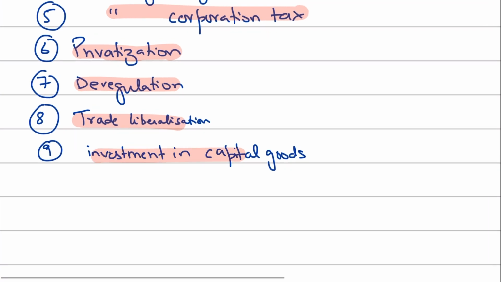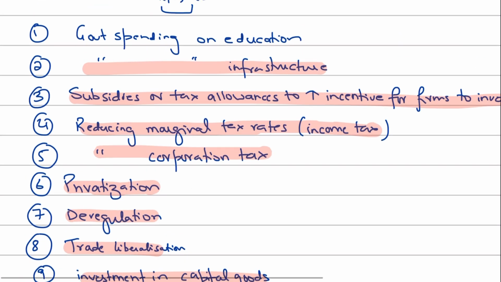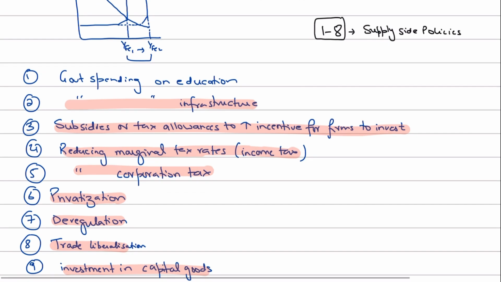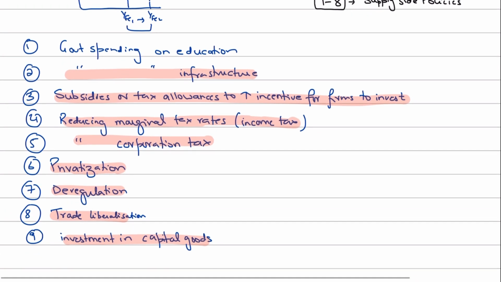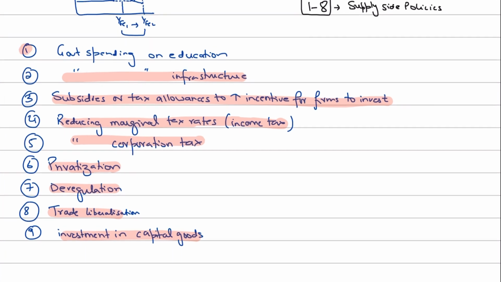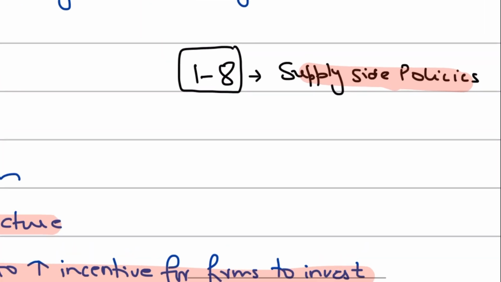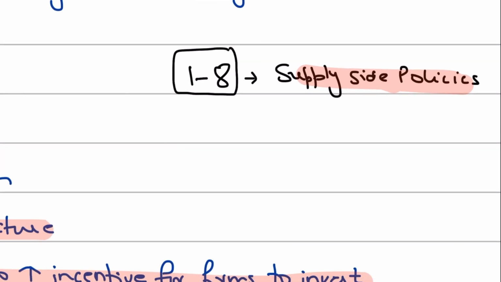Again, investment in capital goods would also cause productive potential to go up. So these are the reasons why your long run growth in the economy would go up. And remember that points 1 to 8 are also your supply side policies, which are divided between your interventionist and your market based supply side policies.